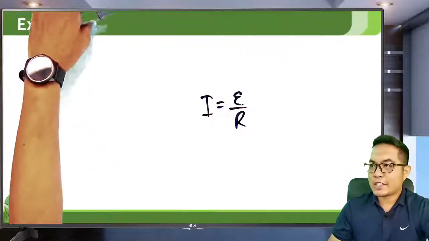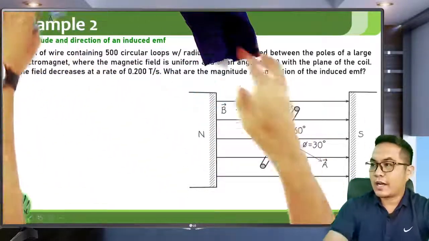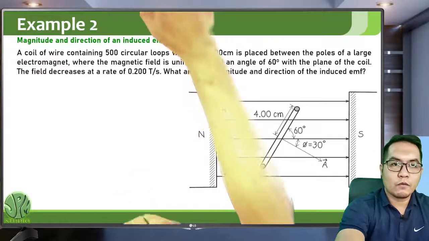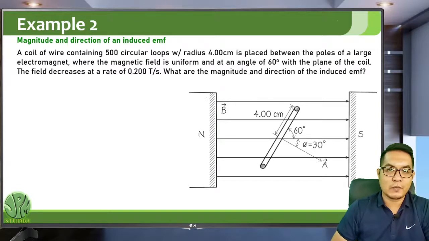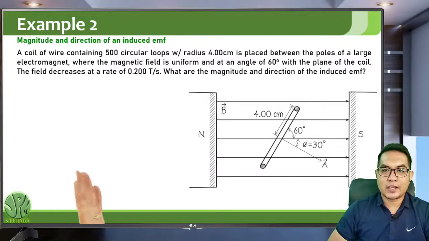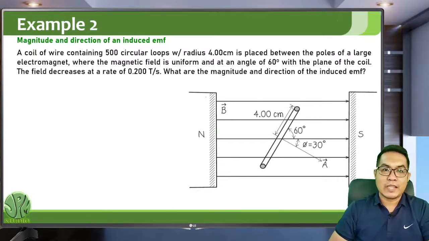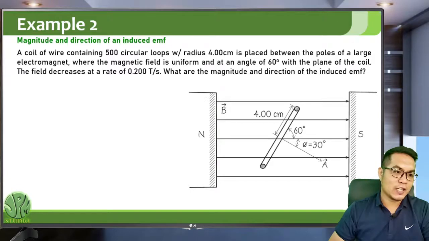Okay, for the next example, we have a coil of wire containing 500 circular loops with radius 4 centimeter placed between the poles of a large electromagnet, where the magnetic field is uniform, so constant magnetic field, and the angle is 60 degrees. Okay, so the field decreases. Again, the magnetic field is uniform in direction, but its magnitude is decreasing at a rate of 0.200 Tesla per second. So what are the magnitude and direction of the induced EMF?